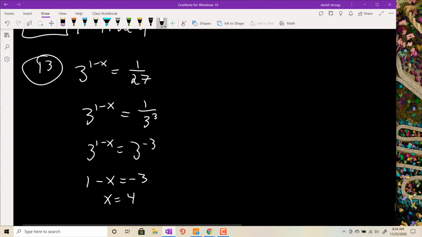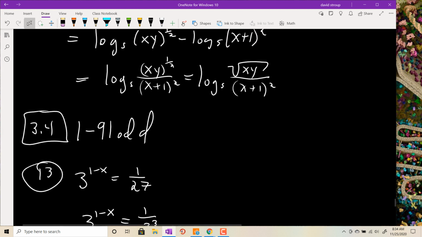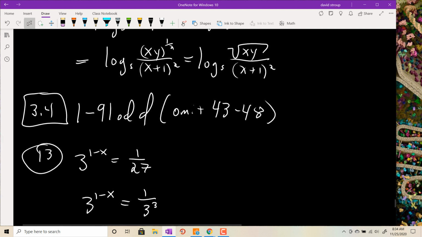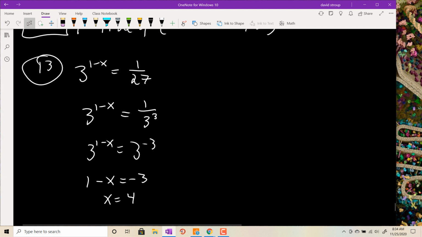Okay. The other type of problem was when you have to take the logarithm on both sides. I won't be including anything like 43 to 48. So omit 43 to 48. Those kinds won't be in there. But the other kinds are fair game.